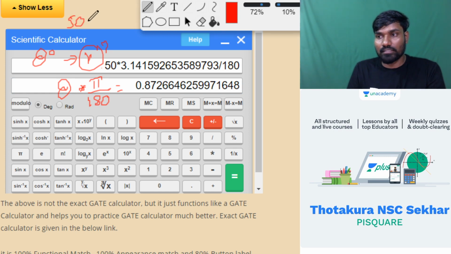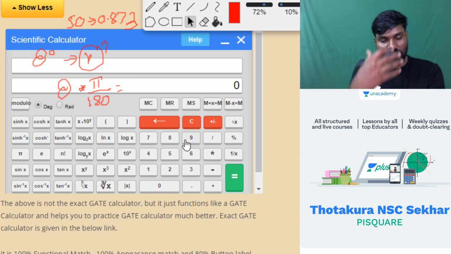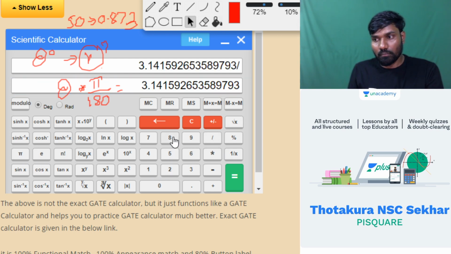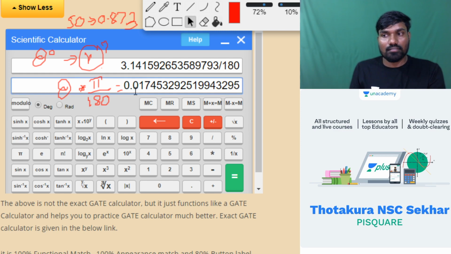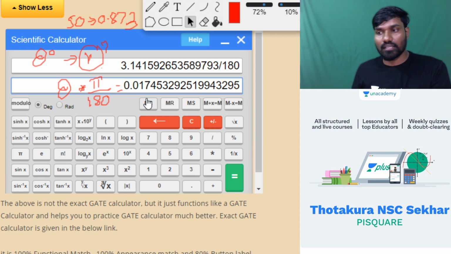50 degrees means 0.873, 3 decimals, right? Now let's do it a little smart way. If you have more such conversions, then I'm just taking pi by 180, the answer is 0.0174. Let us store this value.